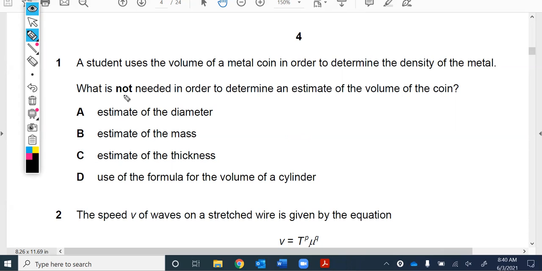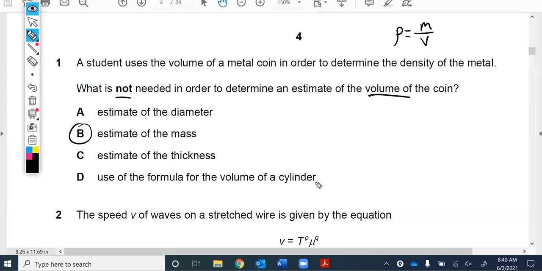Right, and so reading the question carefully is key. We're saying which one is not needed, and all we're concerned with is the volume here. We're going to use the volume to determine the density. So just for review's sake, let's say density is mass per volume. So if all we need is the volume, then this is the answer that's designed to confuse you. It's the thing that's not needed. We will need it to determine the density, right? But reading the question carefully, it's just about the volume of the coin.